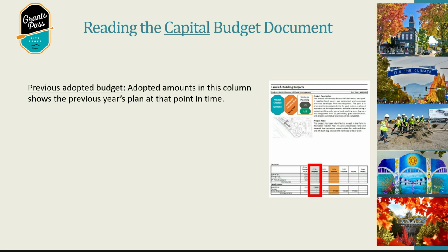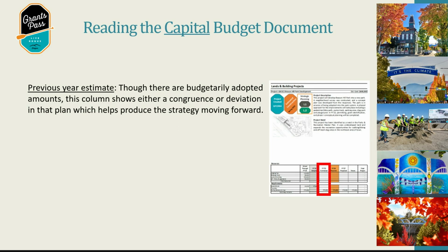The next is grayed out. It's going to show you the adopted budget. Just because it's budgeted doesn't mean we do actually undertake that project, but normally that is the case. The column next to it is where we estimate what we're going to come in at in comparison to the current budget. And you'll see that the plan can change mid-year, the priorities change, and so that project may be delayed or sped up depending on the need.